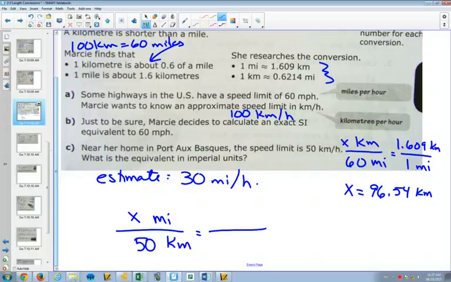We would then go to our conversion. We know that there is, put miles on top. Which one do you want to use, the first or the second one? First one? Okay. So 1 mile is 1.609 kilometers. Multiply both sides by 50, and we get 31.1.